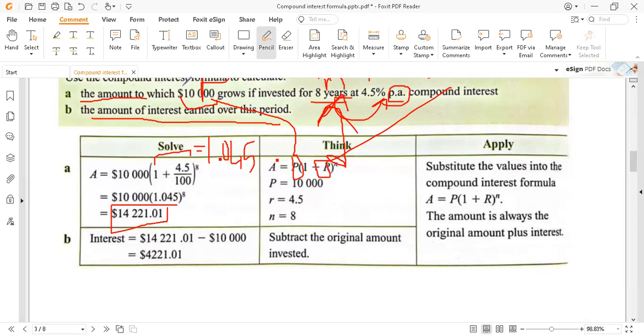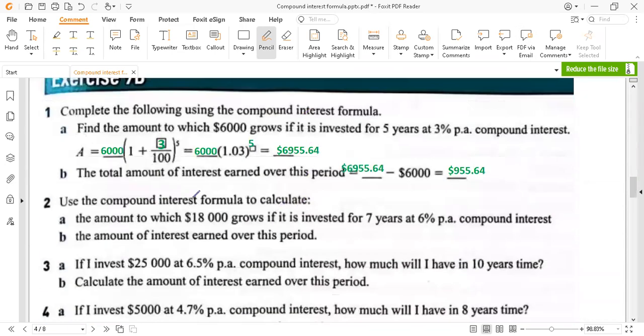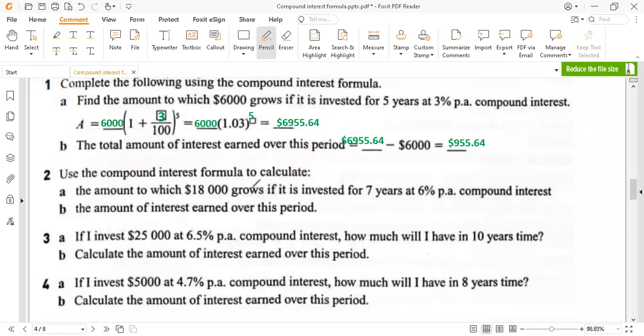And for the amount of interest earned over this period, we calculate the difference between the two values to obtain 4,221 dollars. Then after that, it's easy to complete the following exercises, which are very similar.